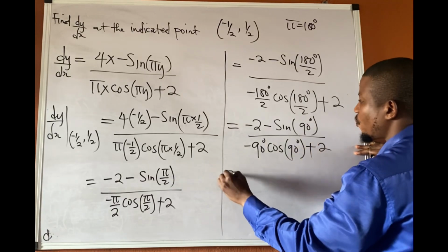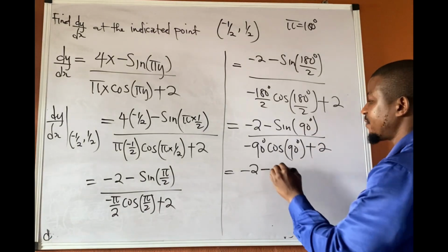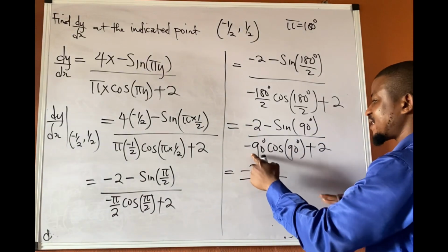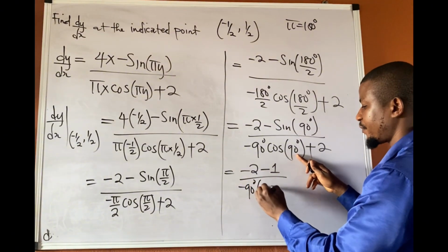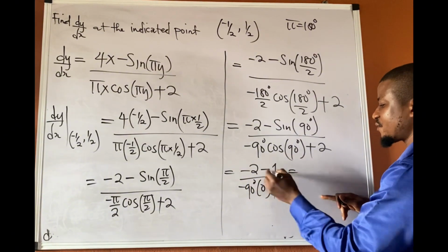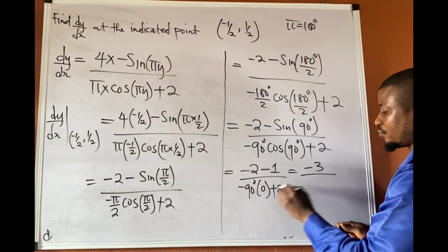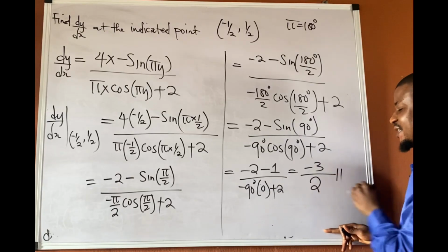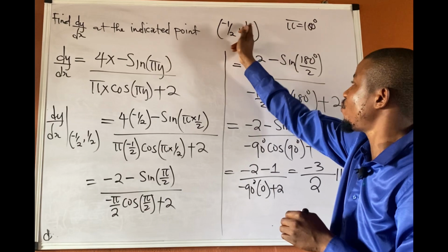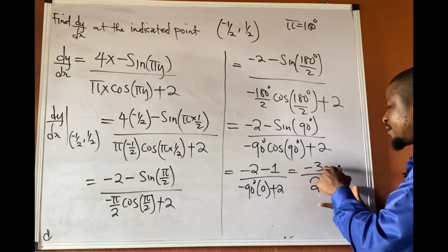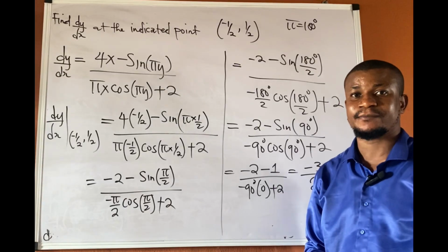Plus 2. And if we continue, this is minus 2 minus sine 90 degrees, which is 1, all over minus 90 degrees, cos 90 degrees is 0, then plus 2. And this gives us negative 3 all over 90 times 0 is 0, so we have 2. This gives us the value. So at the point (minus 1 over 2, 1 over 2), dy/dx is minus 3 over 2. And that's the solution to that problem.